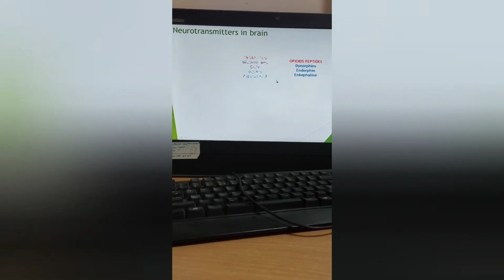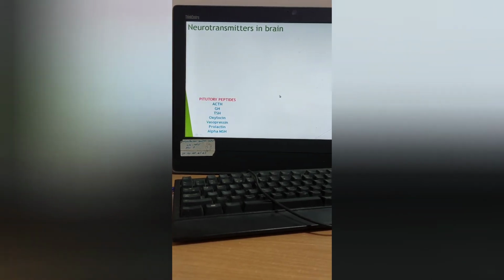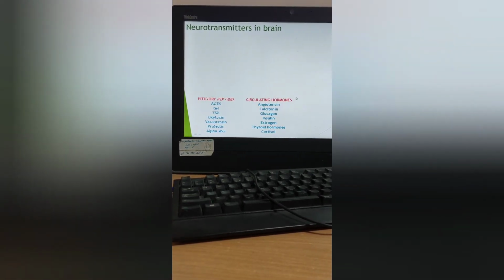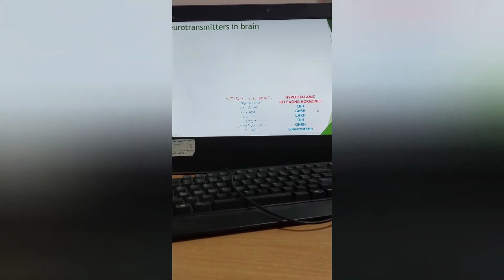Opioid peptides, pituitary peptides, circulating hormones, and hypothalamic releasing hormones. Each one has a different function, but as far as epilepsy is concerned, glutamate and GABA are the two neurotransmitters.